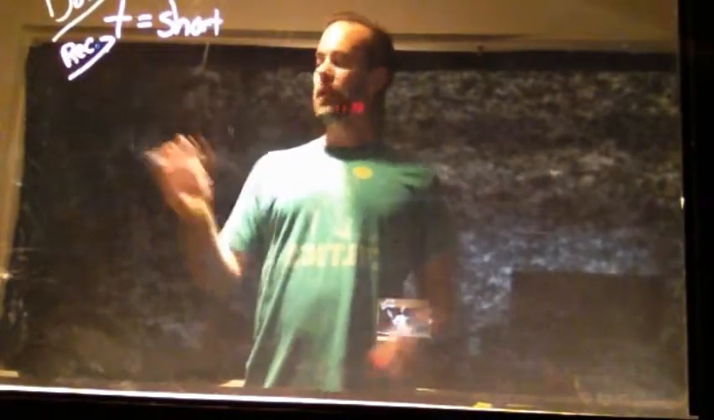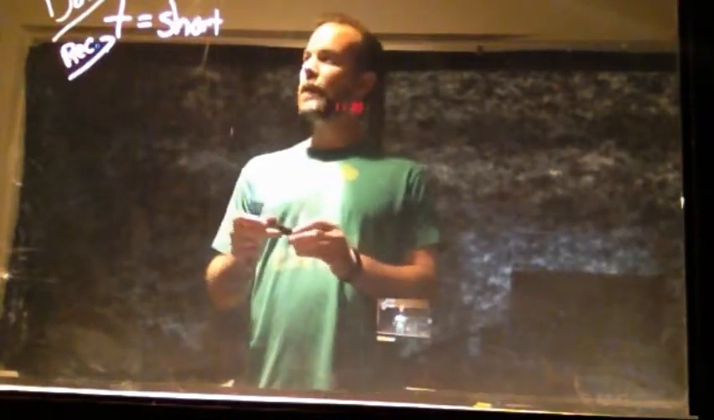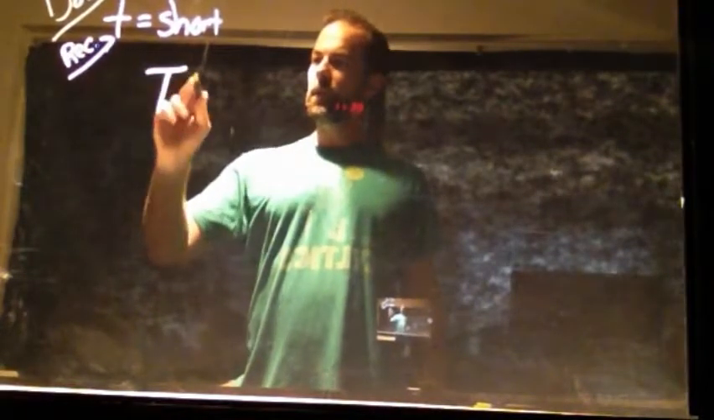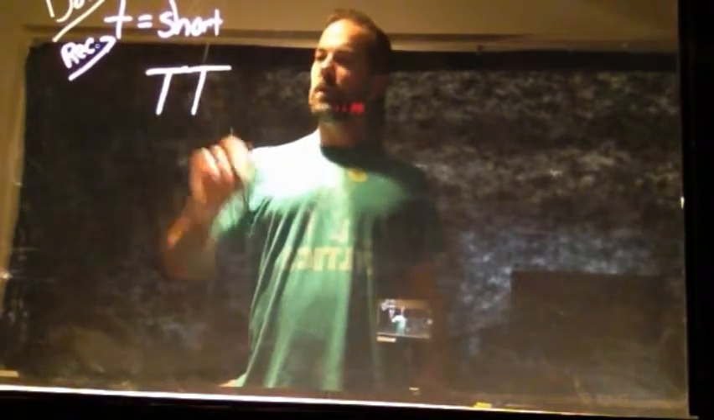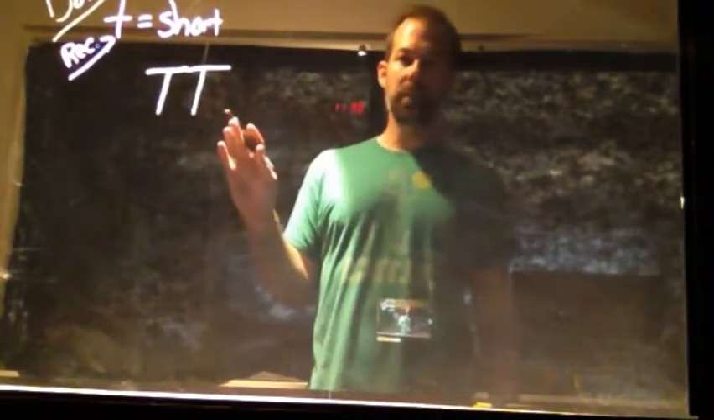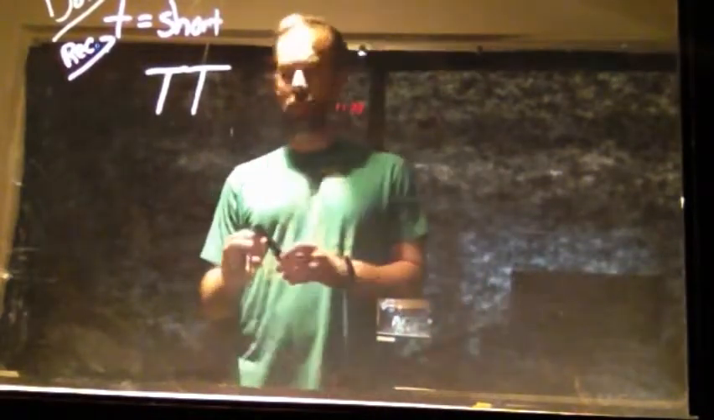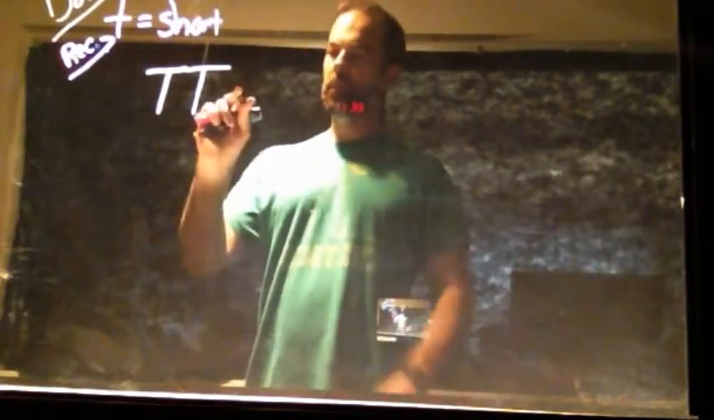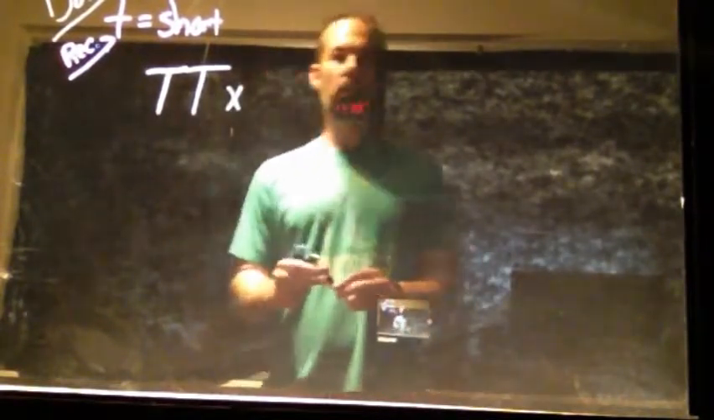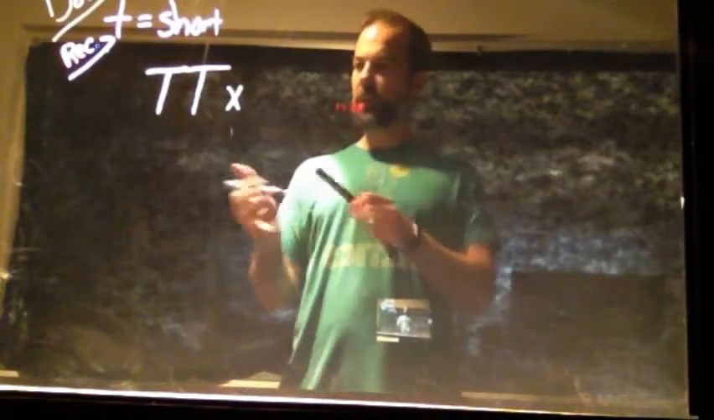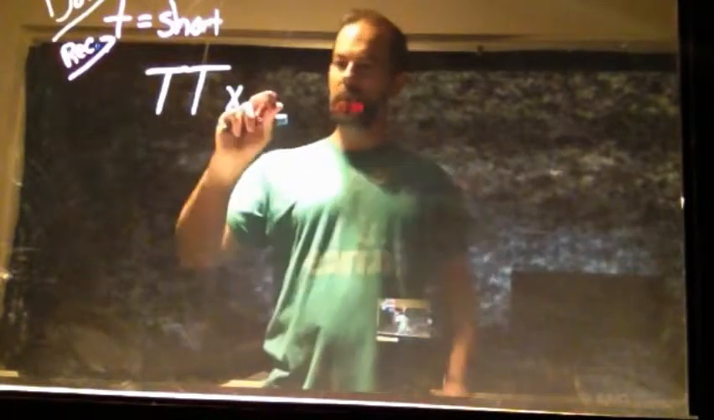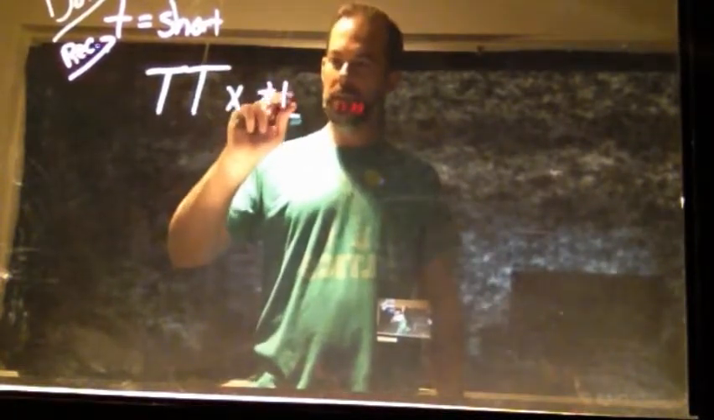So if we took, let's just say, this would be what we would call homozygous dominant. Why? We have two capital T's. We're going to crossbreed that, so we'll put an X here. We'll cross that with, let's do, what do you think, homozygous recessive. So this will be two lowercase t's.